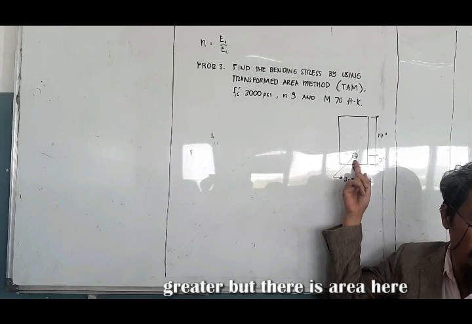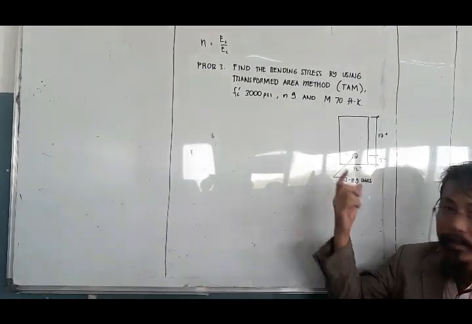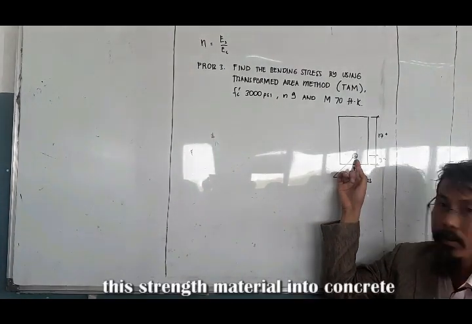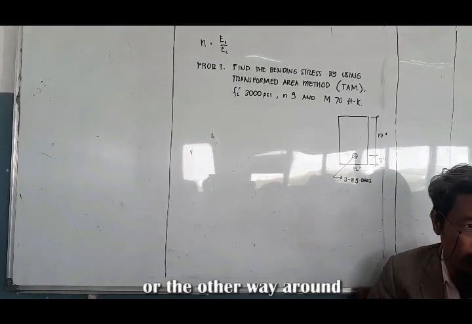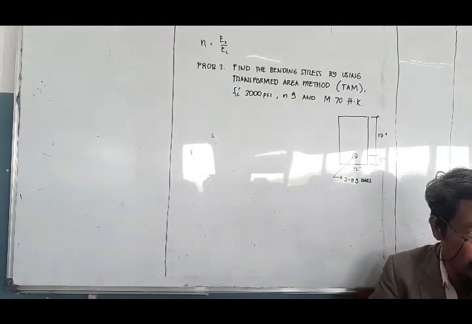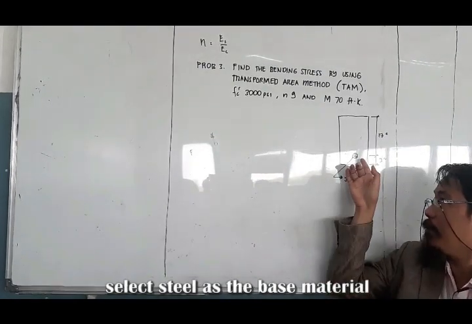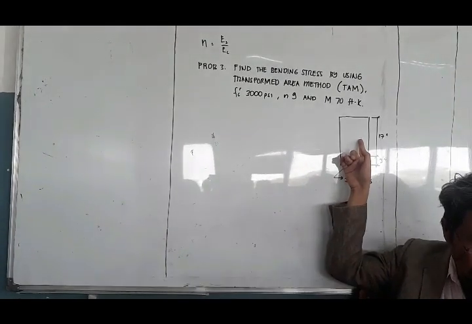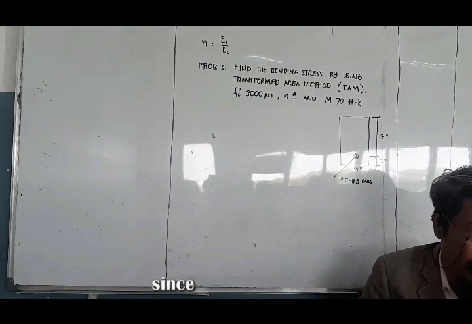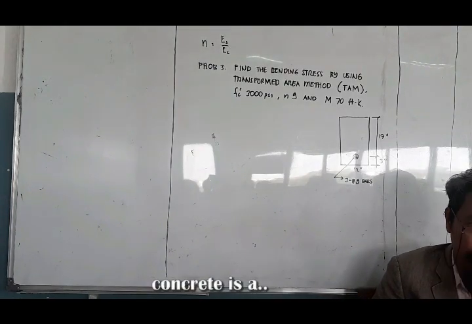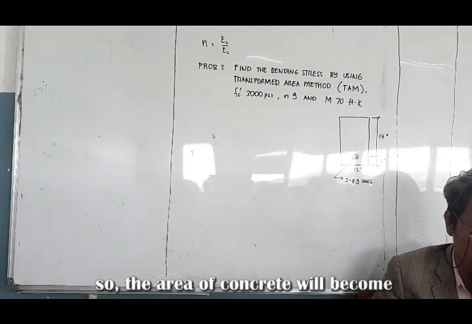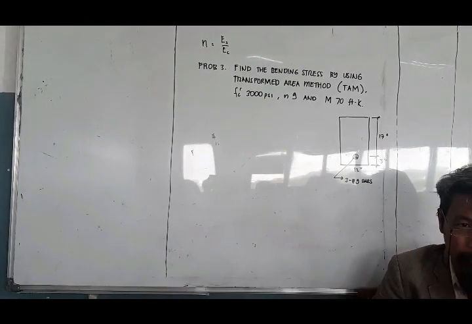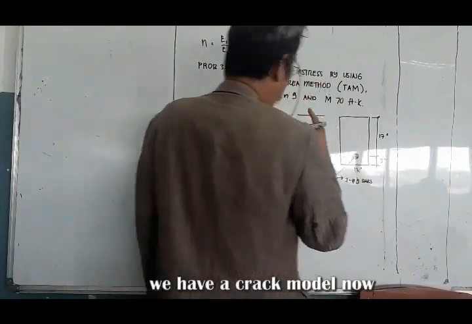Since the steel is stronger than concrete, the capacity of the steel is greater, but with a very small area here. So the area will become larger when we transform this steel into concrete. The other way around, the second type, is to select steel as the base material, then the concrete is transformed to steel. Since concrete is of lesser strength than steel, the area of concrete will shrink.